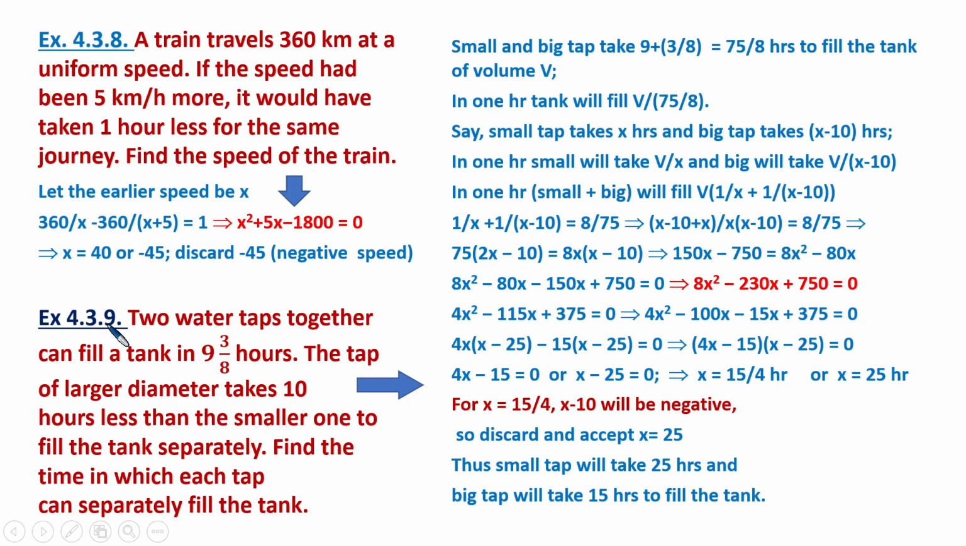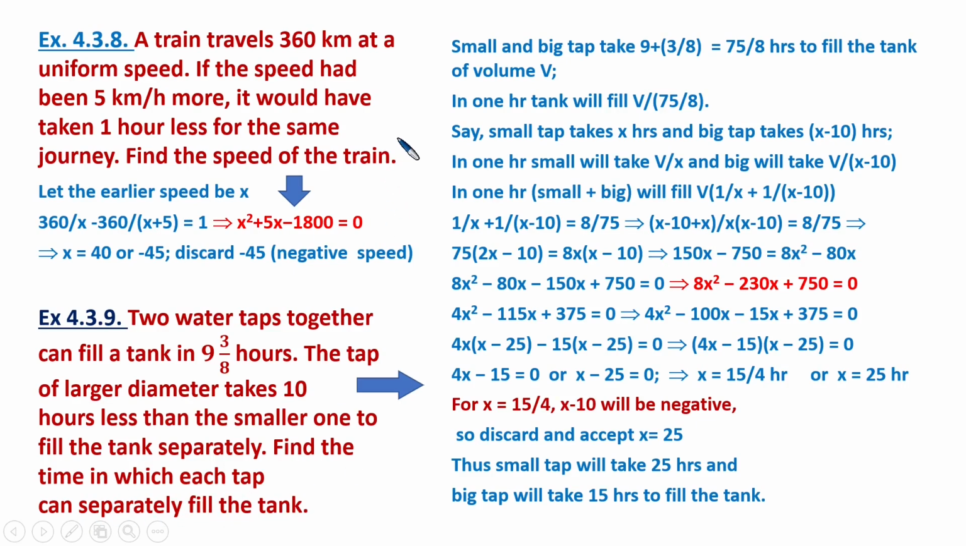Exercise 4.3.9. Two water taps together can fill a tank in 9 and 3/8 hours. You can call this as 9 plus 3 by 8, so 9 and 3/8 hours. The tap of larger diameter takes 10 hours less than the smaller one to fill the tank separately. Suppose there are two taps, one with larger diameter, one with smaller. The larger diameter takes 10 hours less than the smaller one to fill the same tank. Find the time in which each tap can separately fill the tank.